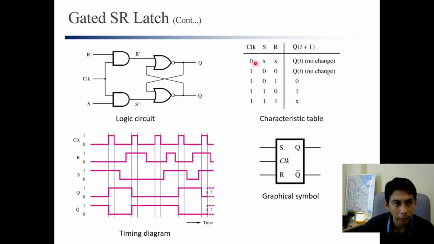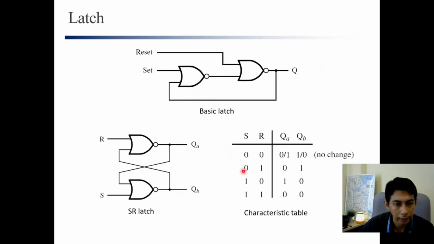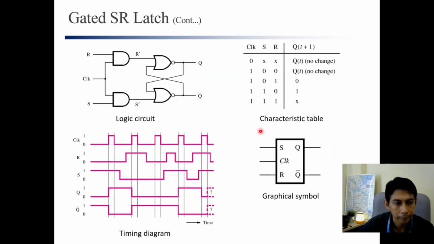When clock equals 0, S and R are don't care. The output will always be no change. And when clock equals 1, or in this case we say the clock is active, the output will be just like this. All right. So this is the timing diagram, and this is the symbol.